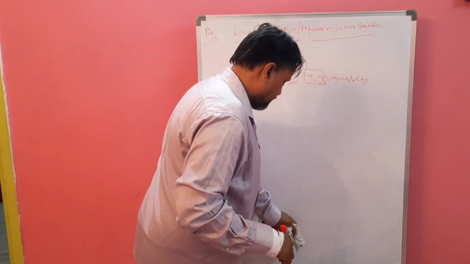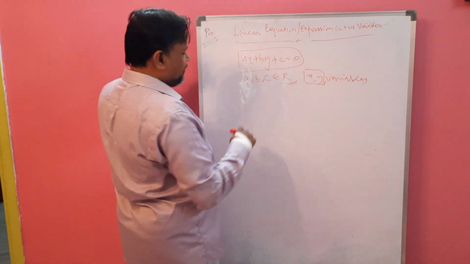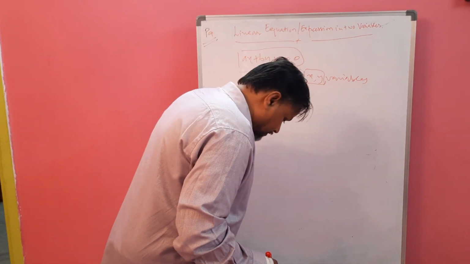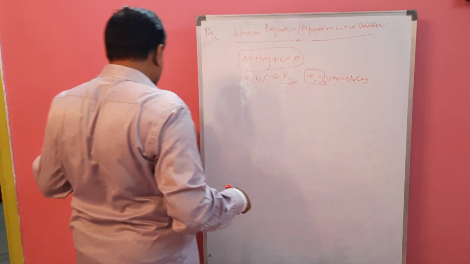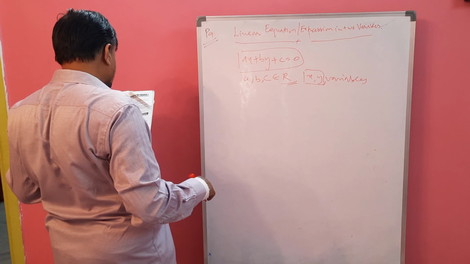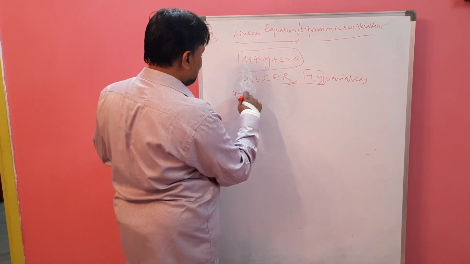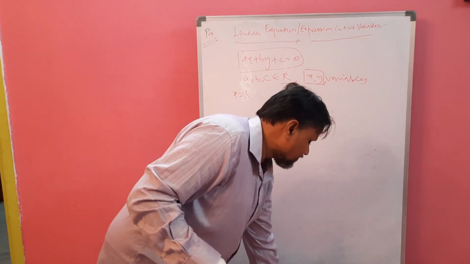Again, what is that? For each value of this, we will get the corresponding value of that. We will see that. Equation: if x equal to k, this is okay. We have taken this.